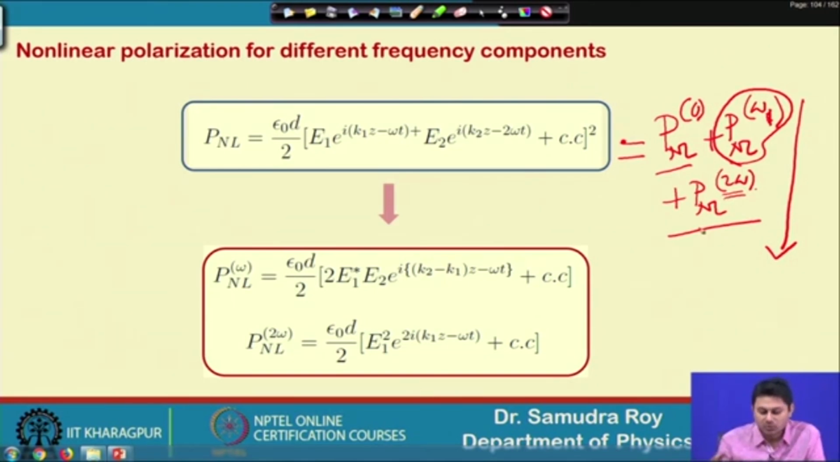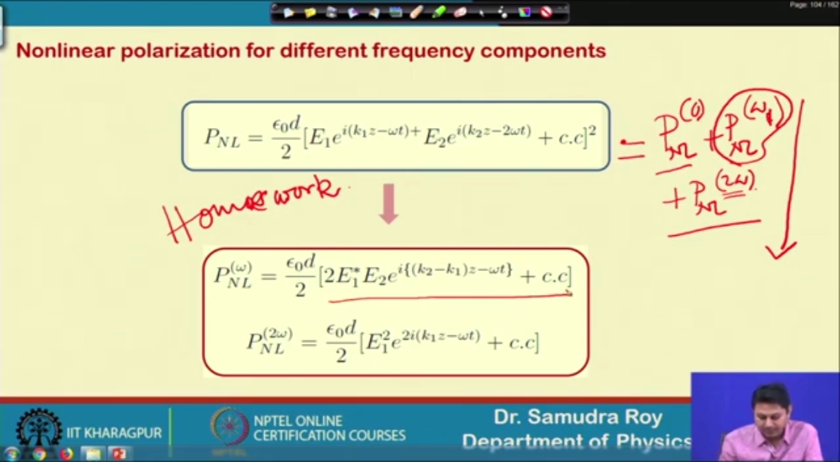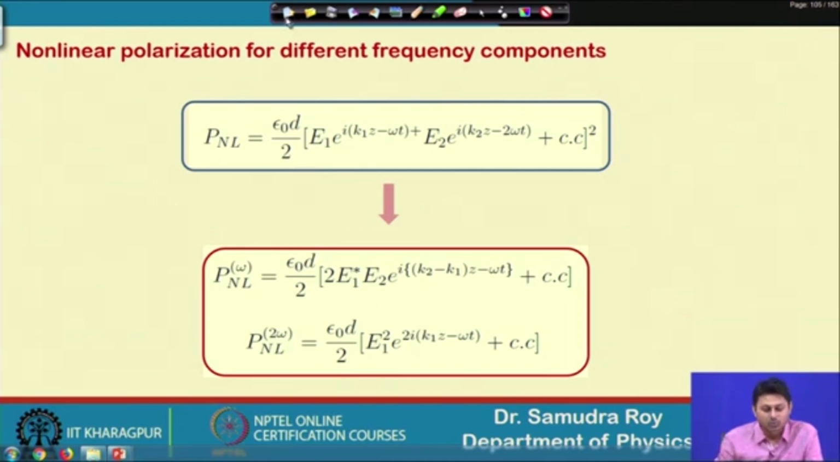Now, I can also put this as some sort of homework: how one can generate P nonlinear omega from this term. I am going to explain that, but I want you, the student, to do it by your own hand.